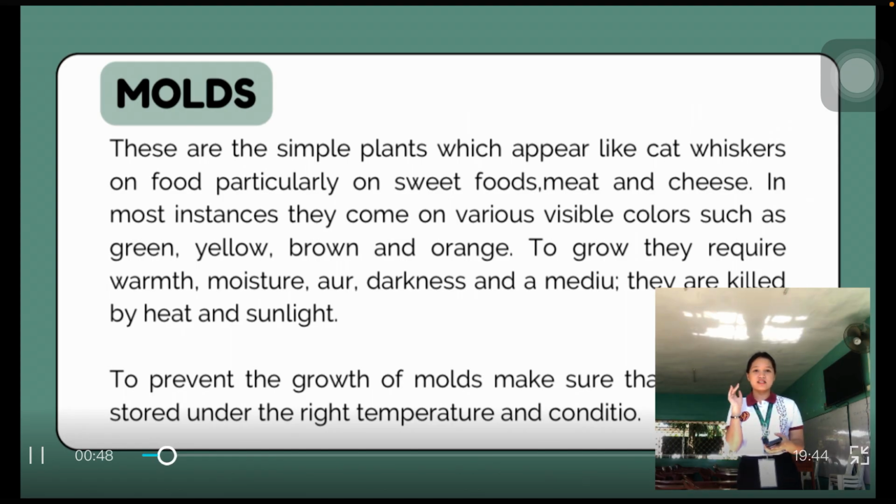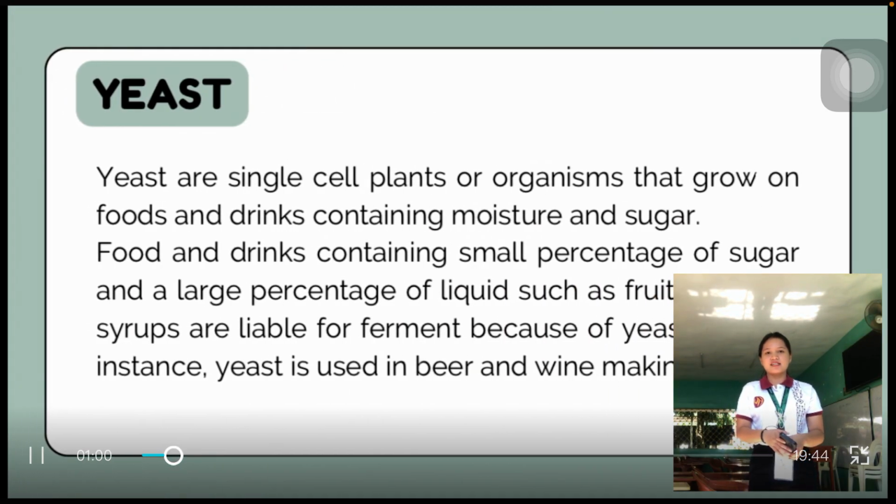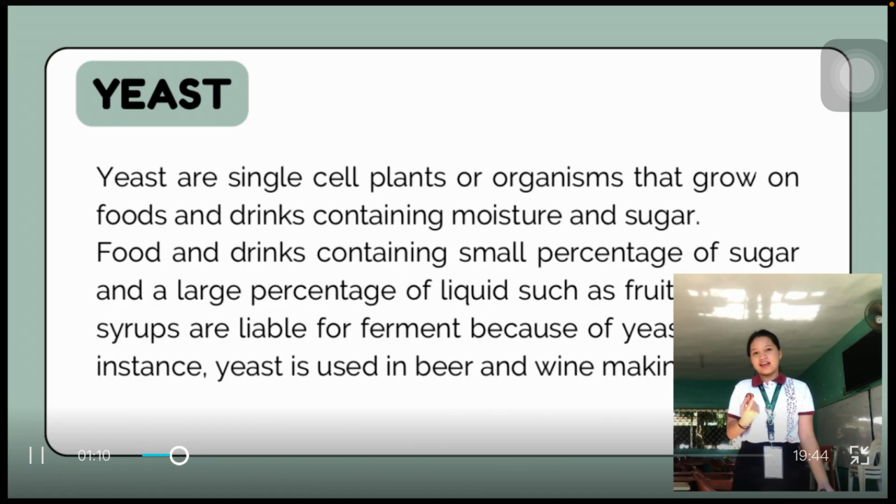And they grow in places that are warm, with moisture, air, darkness, and a medium. To prevent this growth, make sure that the food is stored at the right temperature or condition. And they are killed by heat and sunlight. So next, yeast. Yeast is a simple cell plant or organism that grows in food and drinks containing a sugar.